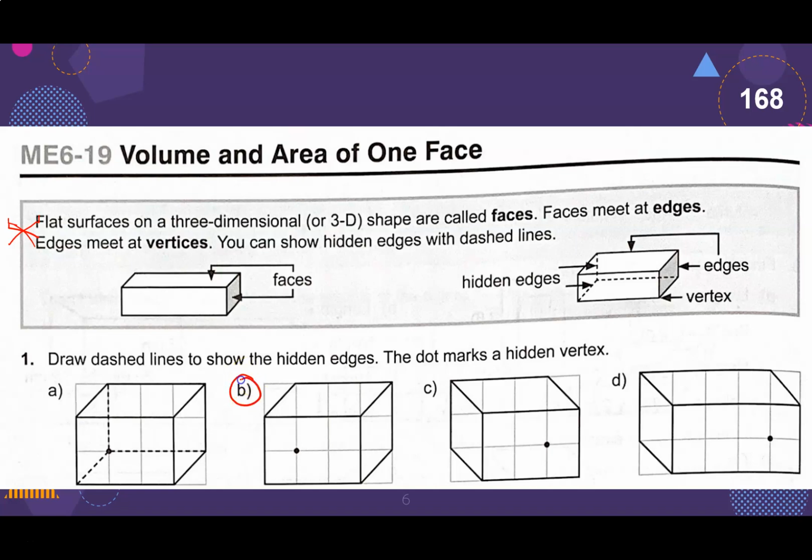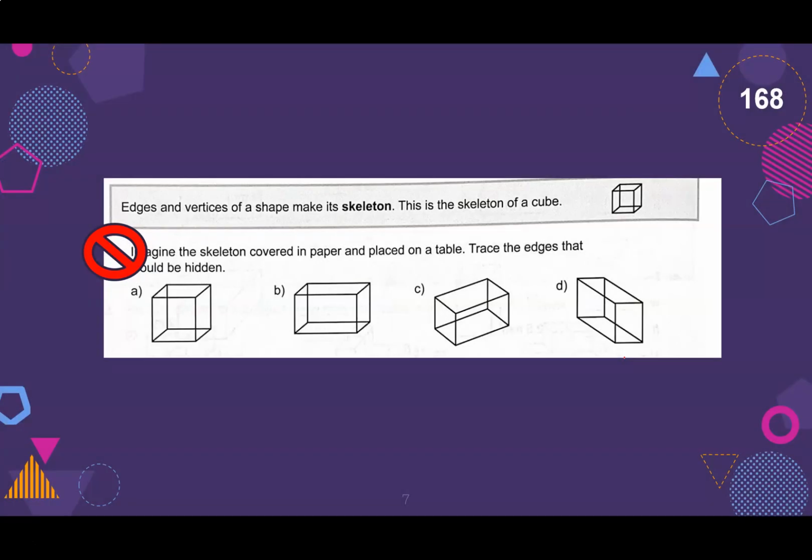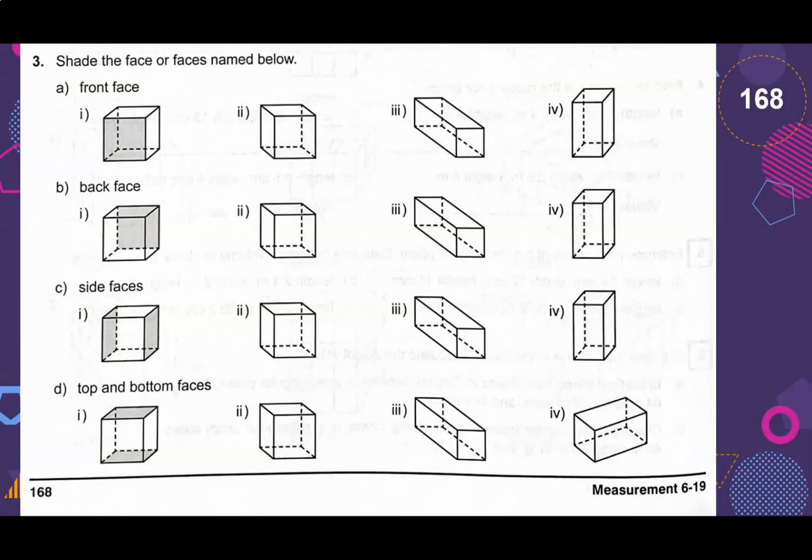Let's try B together. If we had this box in front of us, we would not be able to see this vertex at the back if we were looking at it from the front, but we know it's there, and we know that these hidden edges are there as well. Please try C and D on your own. You can cross out question 2.